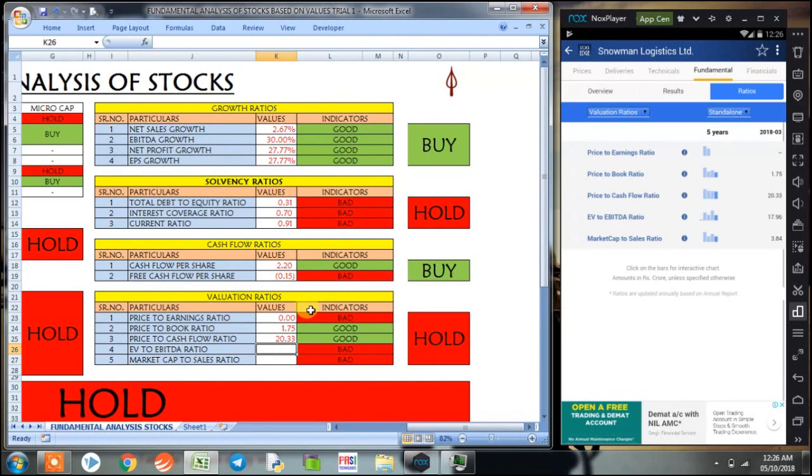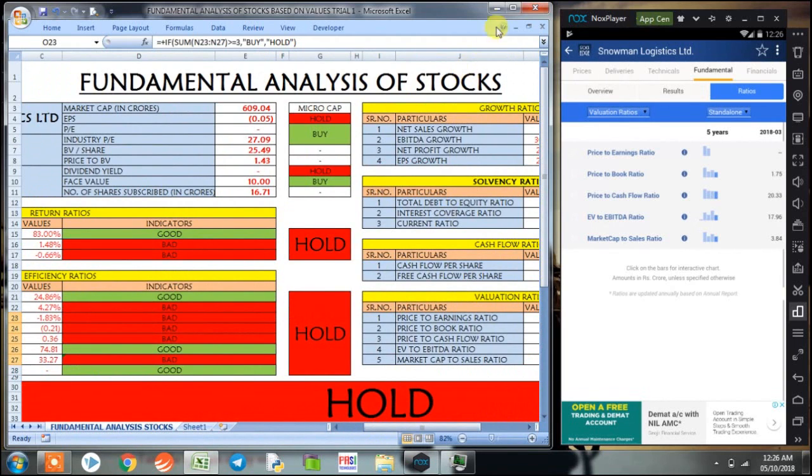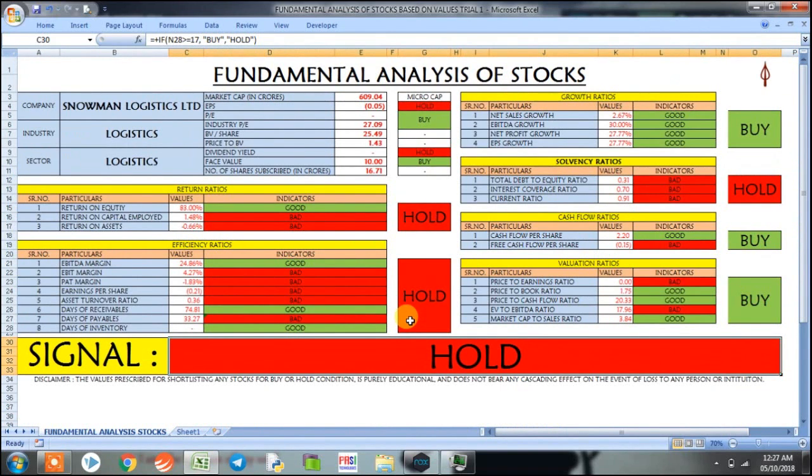EV to EBITDA ratio is 17.96. So now EV to EBITDA ratio is also a little higher, which I think is not good for the company. Market cap to sales ratio is 3.84. Now you could see that valuation ratio has also given us a buy signal. So as per all the 5 fundamental ratios, the stock in entirety is giving us a condition to hold. In fact, it is giving us a signal to hold on to your investment and not to invest in the company at this point of time.